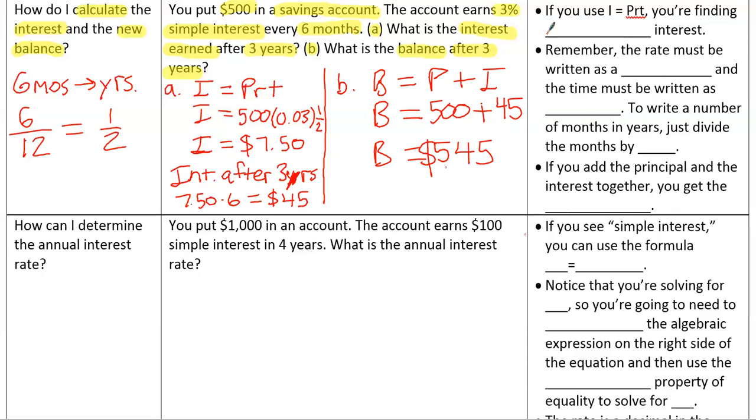That is beautiful. If you use I equals PRT, you're finding simple interest. It's simple. Remember, the rate must be written as a, is it a percent or a decimal in the equation? You have to write it as a decimal. And time must be written as years. To write a number of months in years, just divide the months by 12. If you add the principal and the interest together, you get the balance.